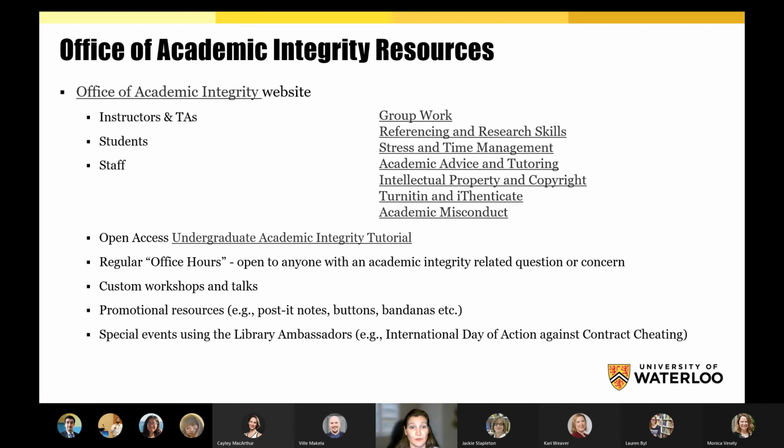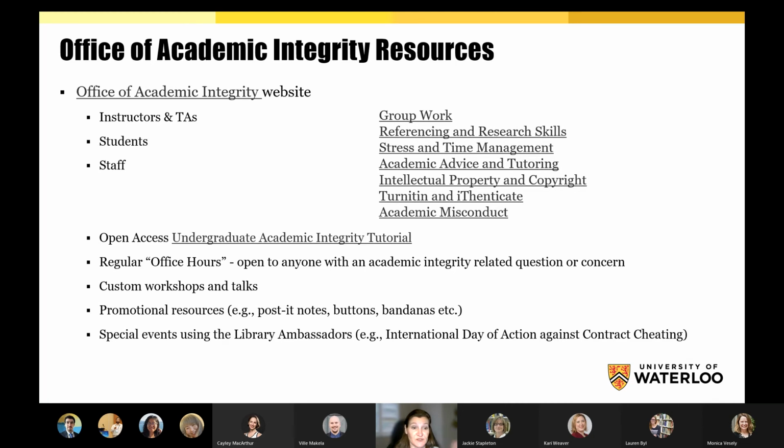So we talk about group work, referencing and research skills, stress and time management, advice and tutoring, intellectual property and copyright, the two text matching software platforms that we use at Waterloo, which could help uncover plagiarism, which are Turnitin and Authenticate, as well as a section on academic misconduct.